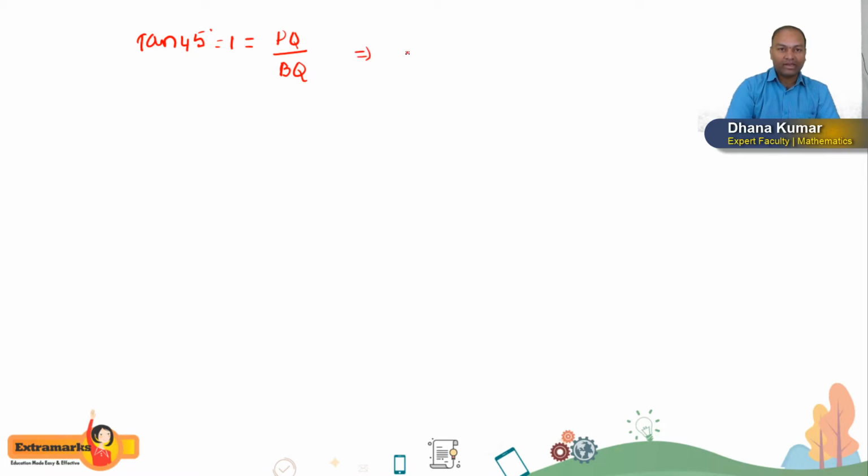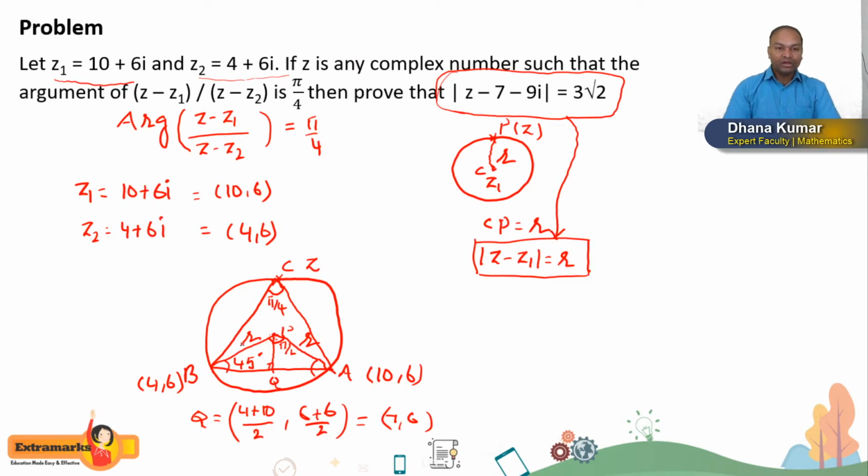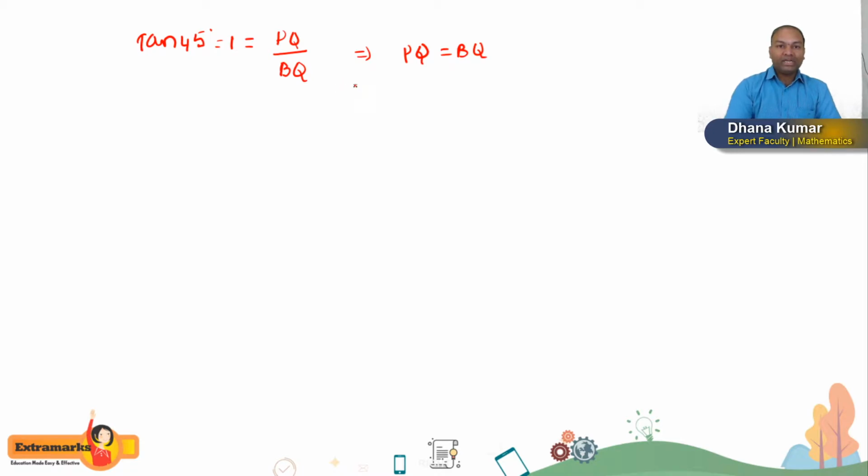Cross multiplication. PQ is equal to BQ. But BQ length, how much? You observe that one. So AB length, how much? First of all, AB is equal to 10 minus 4, 6. AB is equal to 6. Automatically BQ will be what? Half. That is 3. Automatically AQ also 3 only. So using this condition, PQ is equal to 3.